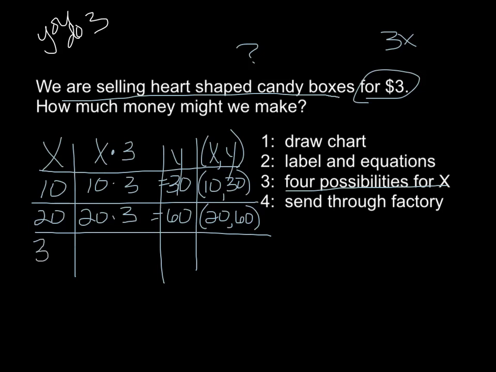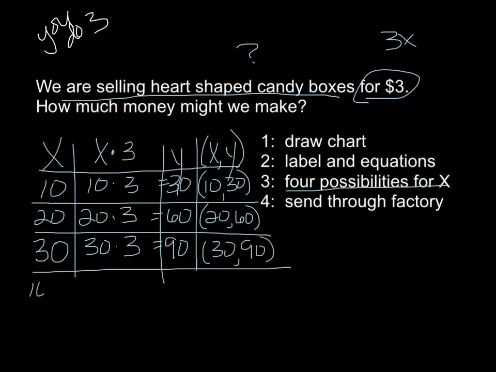If I had sold 30 boxes, that's 90. 30 boxes makes $90. And my fourth one, I'm going big. 100 boxes sold. That's 100 times 3 is $300. Woo! So 100 boxes means $300.